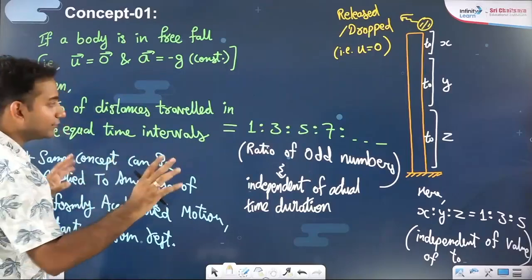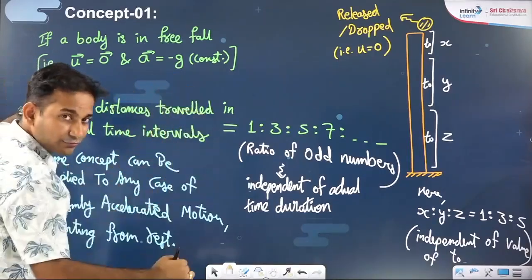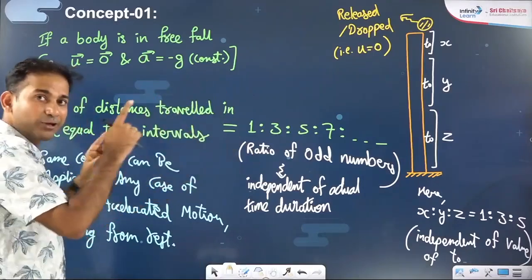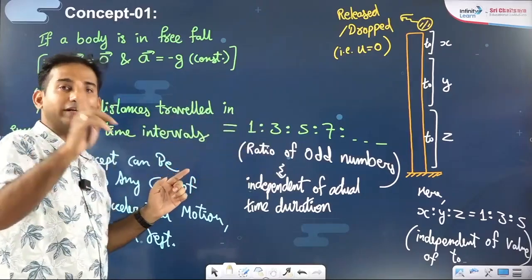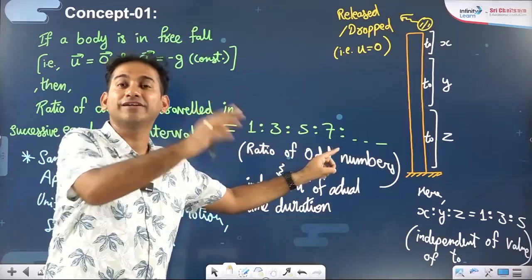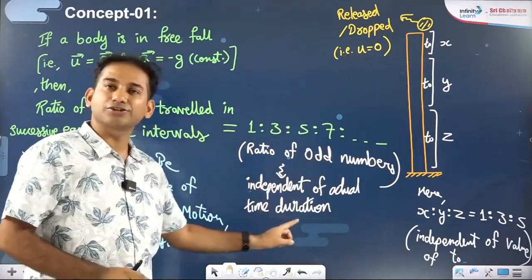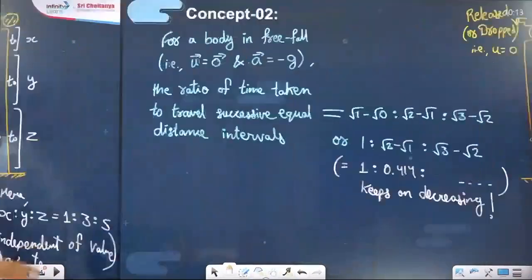Two concepts we have learned before starting the problems. Concept number one, once again: in case of free fall, the body will keep on getting faster and faster. So the distances traveled in successive equal time intervals will keep on increasing. The ratio will be given by 1:3:5:7, the ratio of odd numbers, irrespective of the actual duration of the time interval. Next is concept 2.